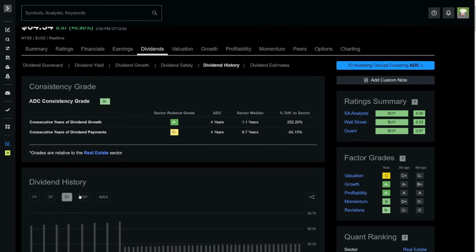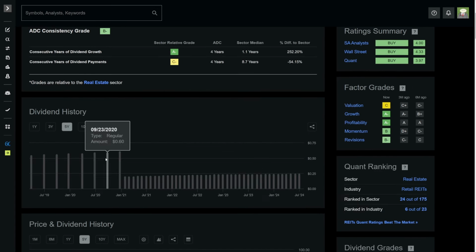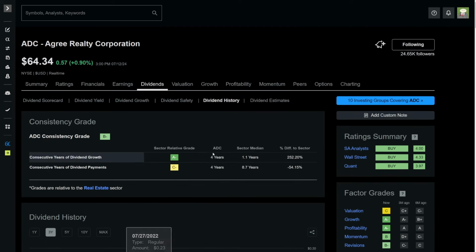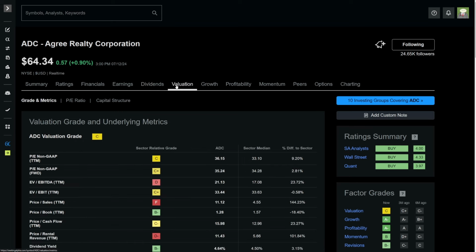So ADC has been able to grow their dividend quite consistently. We could see ADC has grown their dividend over the past 3 years quite consistently. And this is another one that actually pays monthly dividends. So, it's a great replacement for Realty Income with higher quality tenants, a faster growth rate. And I think you're going to get a lot better performance out of ADC than out of Realty Income.